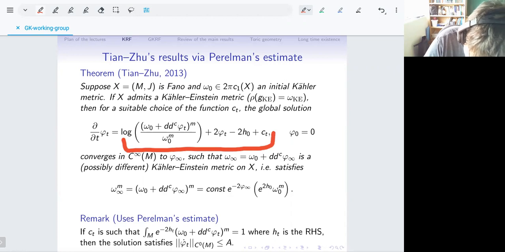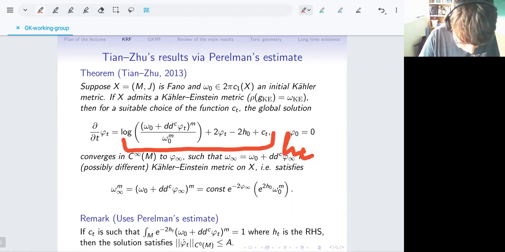Oh no, with CT. Sorry. This will be HT with CT. So the condition is that I want to choose the constant CT such that when I integrate this whole quantity, HT, so exponential minus twice HT, with respect to the corresponding metric omega t, must be equal. The volume must be constant, must be equal to 1. That's what Perelman proposed.